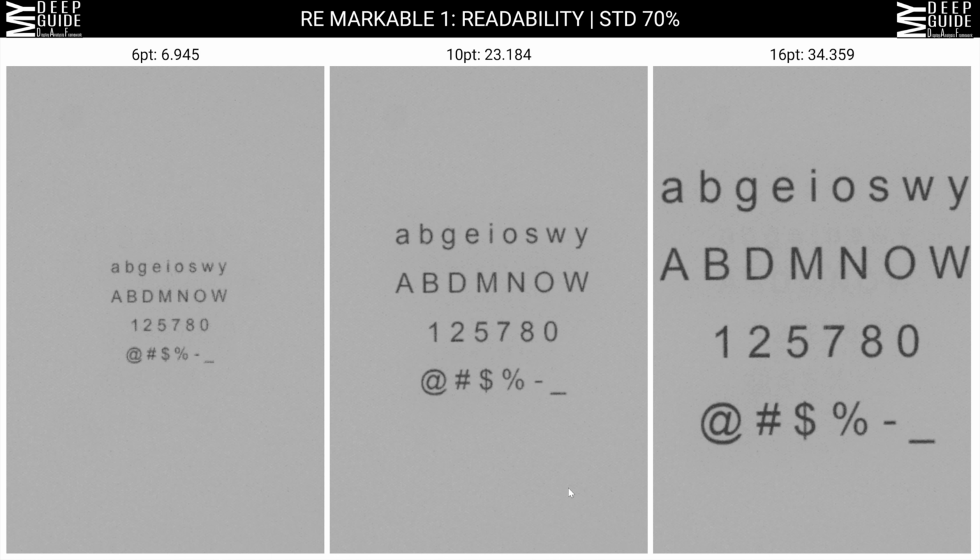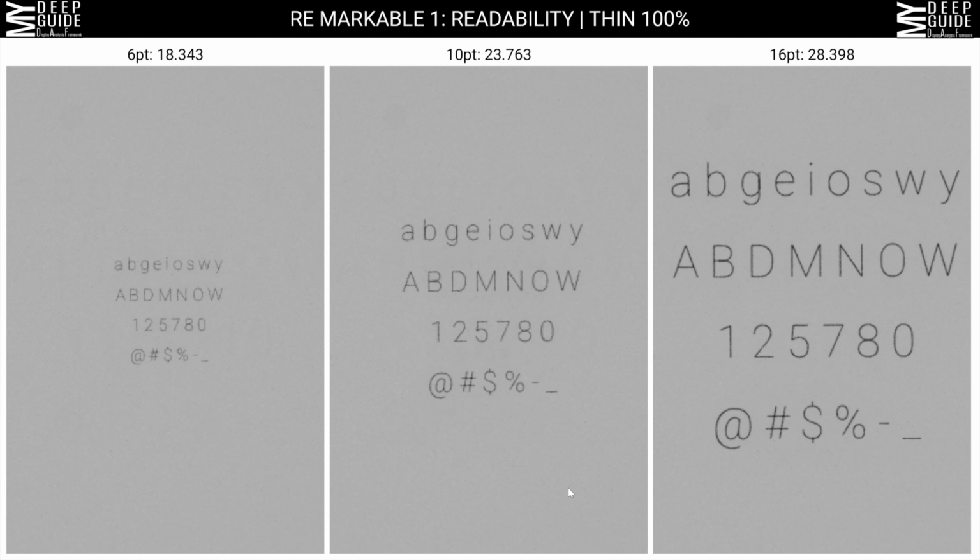And as we start stepping down the darkness of the font, it remains pretty much all legible and readable. Remarkable 1 handles thin fonts at 100% blackness really well and maintains nice clarity, no kind of degradation or losing blackness of the pixels or anything like that, something that we've consistently seen on some of the Boox devices.